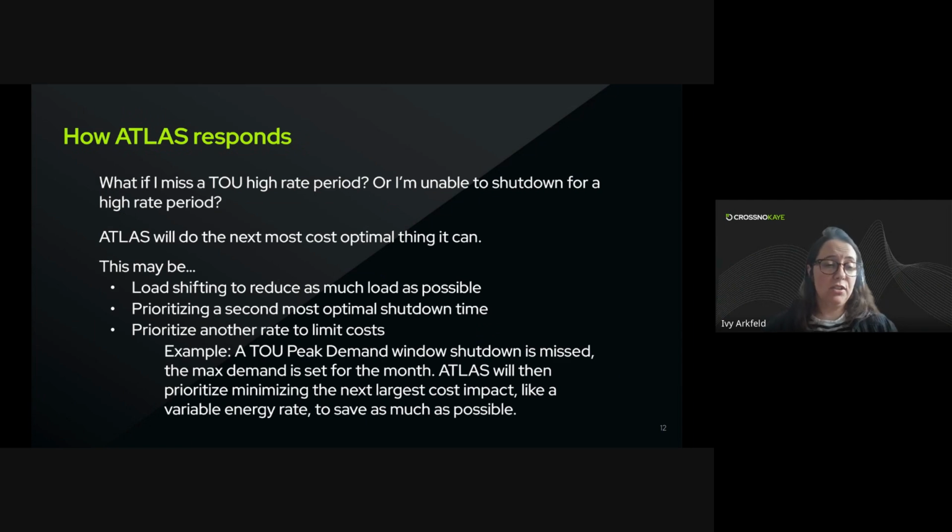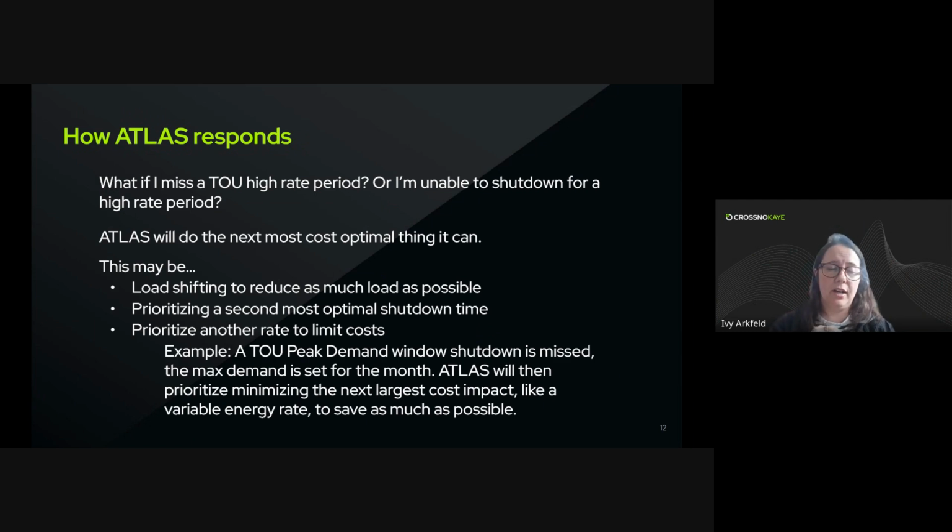It then also might prioritize a second most optimal shutdown time. So say you're exposed to multiple high rates during a day and we were trying to target the most expensive period. You weren't able to hit that. Then we're going to say, hey, can you do this next period that's also very expensive? Maybe you'll have enough recovery time or whatever issue you're running into. Let's try for this other one. So it's going to try to do the next most optimal thing. And then it might prioritize another rate to limit costs.